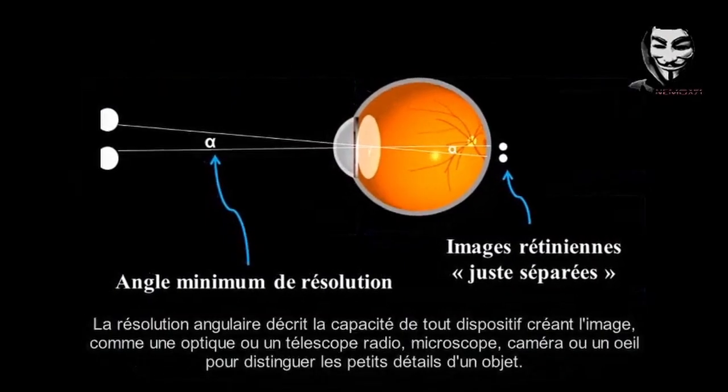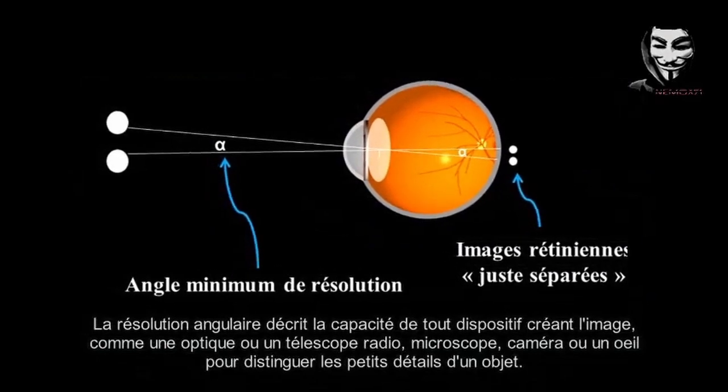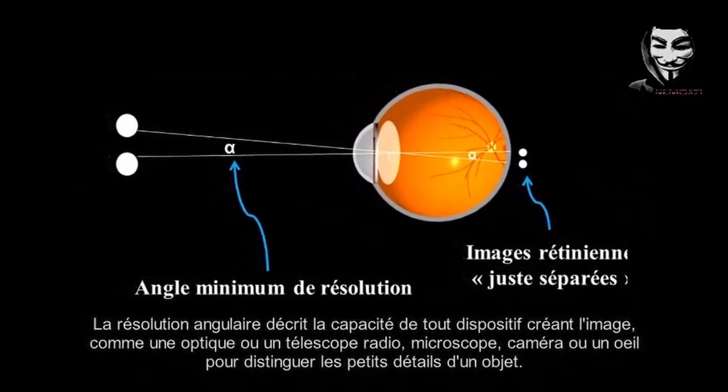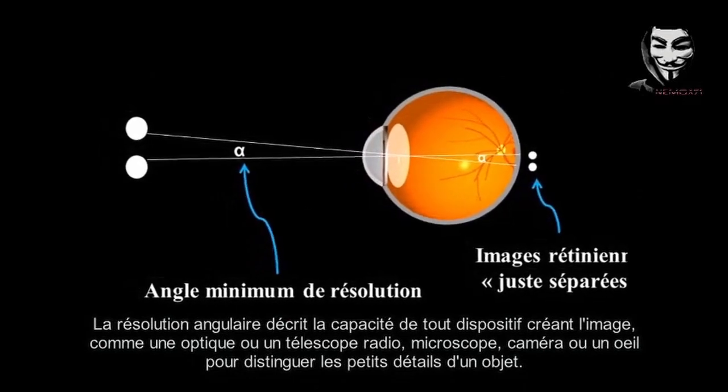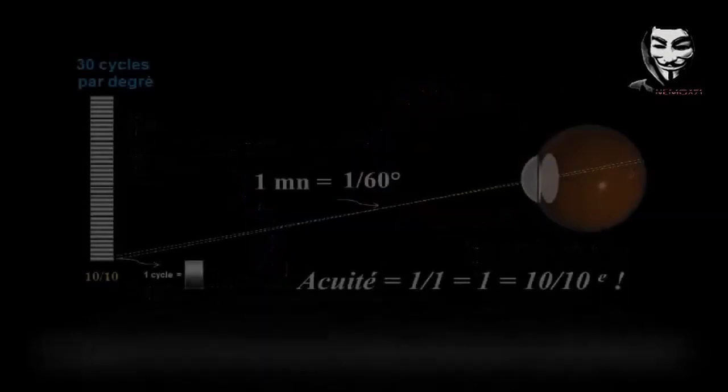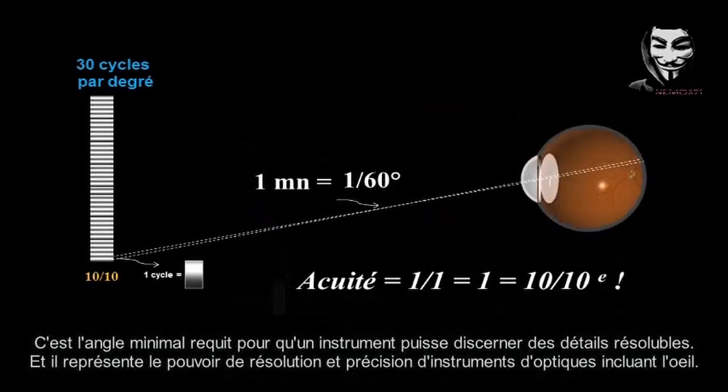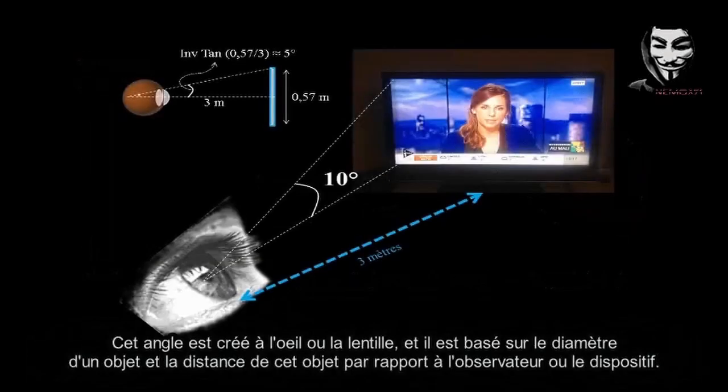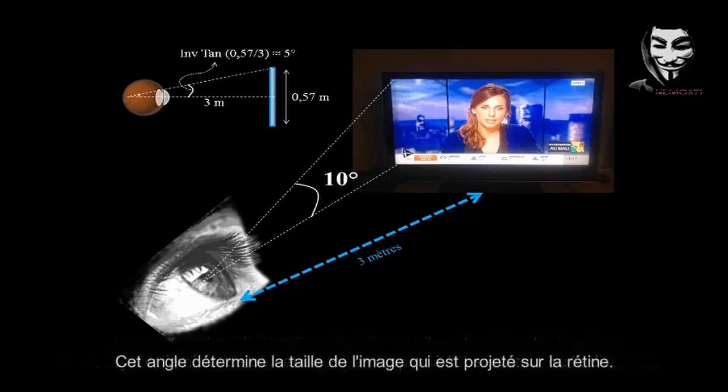Angular resolution describes the ability of any image-forming device, such as a telescope, microscope, camera, or the human eye, to distinguish small details of an object. It is the minimum angle needed so that an instrument can discern resolvable detail, and it represents the resolving power and precision of optical instruments, which includes the eye. This angle is created at the eye or the lens, and it is based on the diameter of an object and that object's distance from the observer or the device. This angle determines the size of the image that is projected onto the retina.